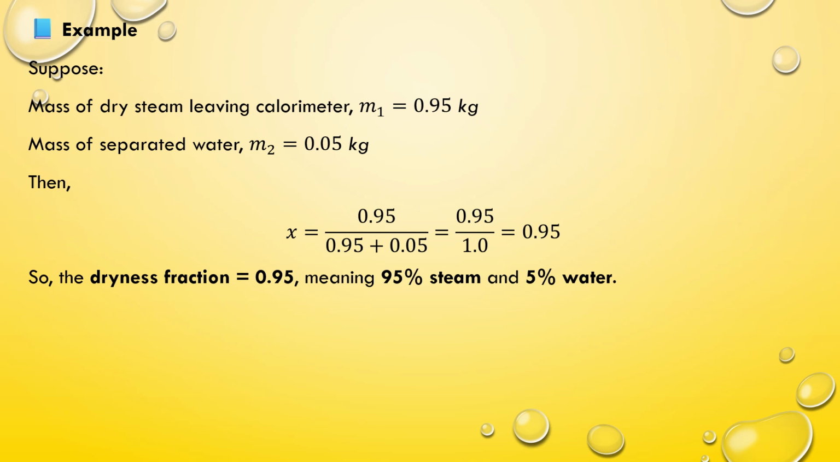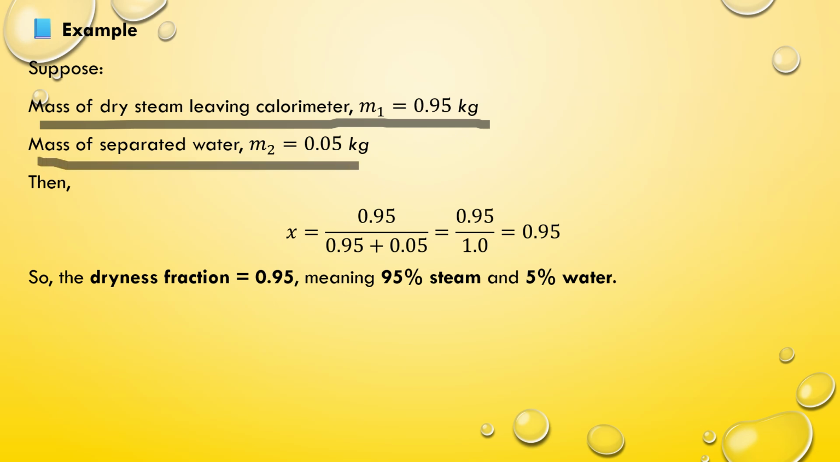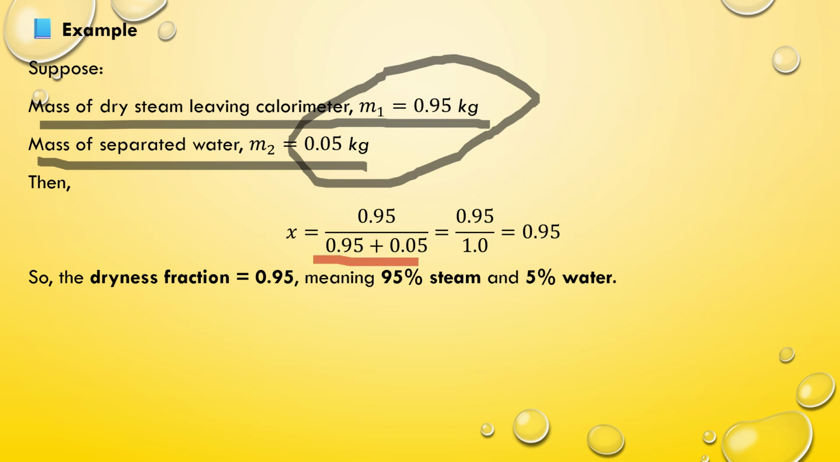So this kind of simple numerical may be asked in the GATE exam or in your class test or your internal test. Mass of the dry steam leaving the calorimeter is 0.95. Mass of the separated water is 0.05. Means, what you can see, 0.95 plus 0.05, you can say 1 kg of steam is entering into the separating calorimeter. We have to find out the dryness fraction X. So dryness fraction X is 0.95 divided by total mass. So dryness fraction is 0.95, means the steam which is entering the separating calorimeter contains 95% steam and 5% water particles in suspended form.